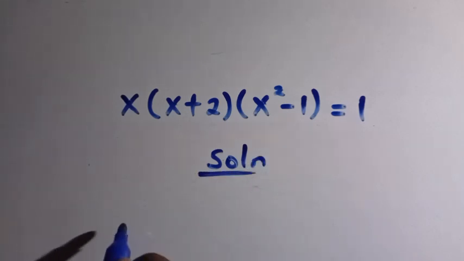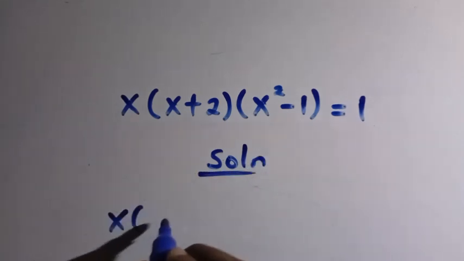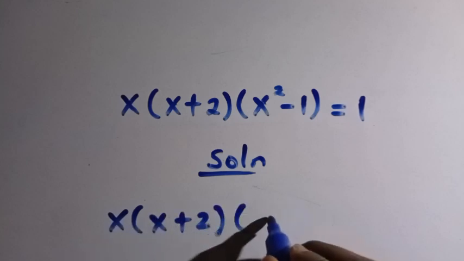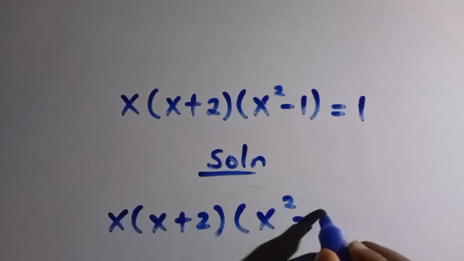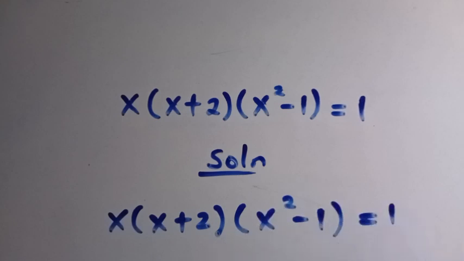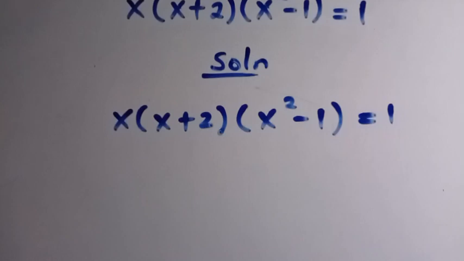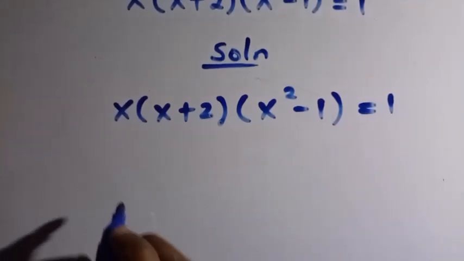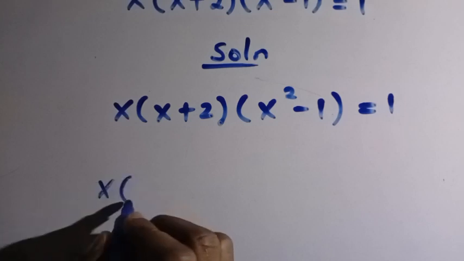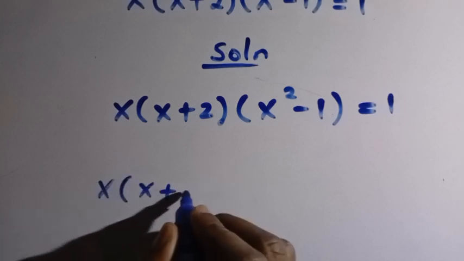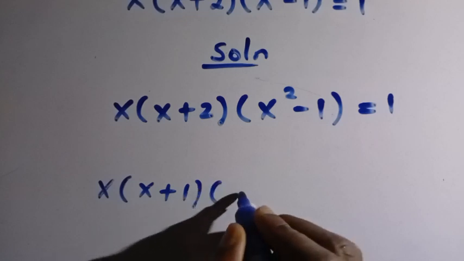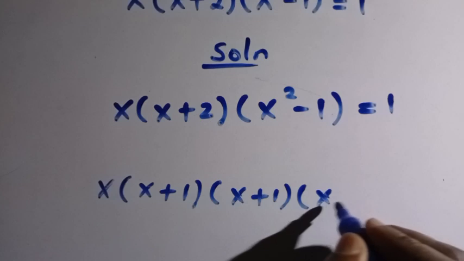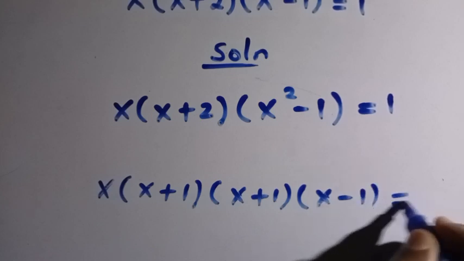From the given question, we have x into bracket of x plus 2, bracket here is x squared minus 1, equals 1, which is the given question. Then, if this is a difference of two squares, we can consider this as x into bracket of x plus 1 multiplied by x minus 1, then equals 1.